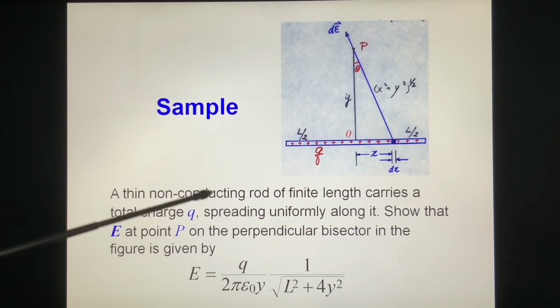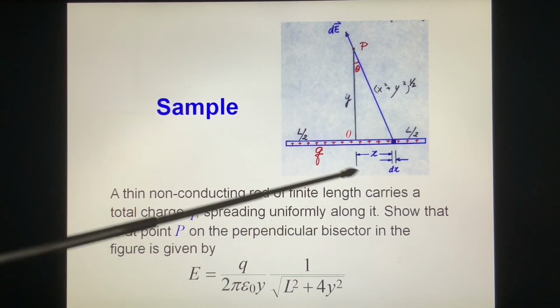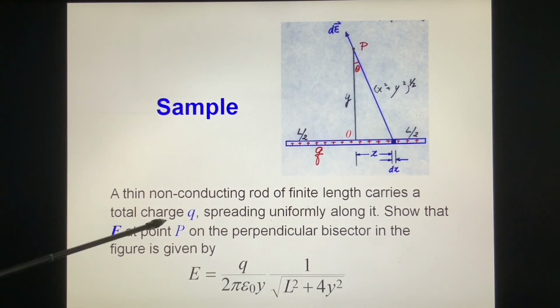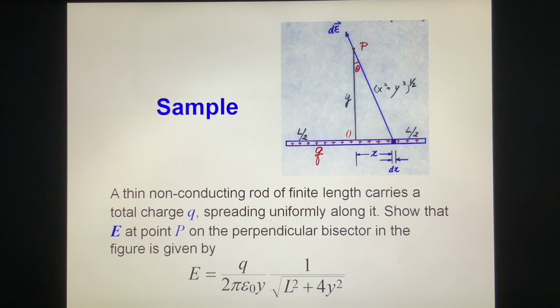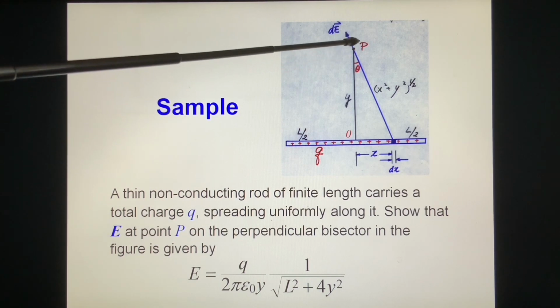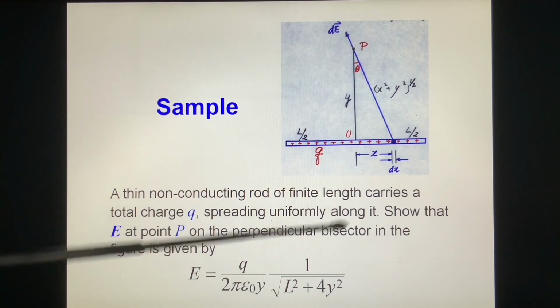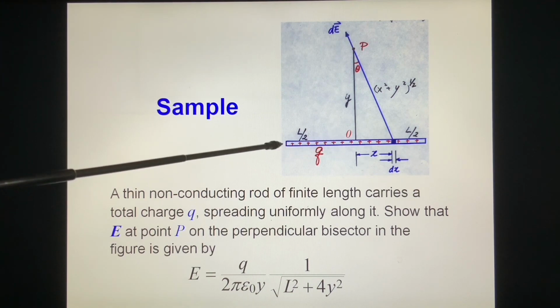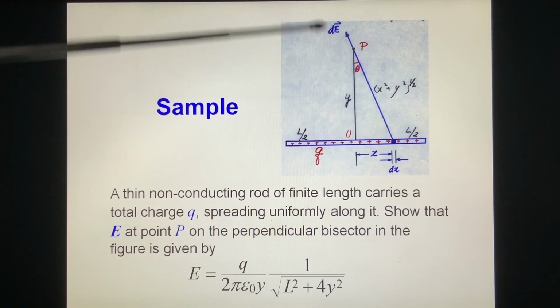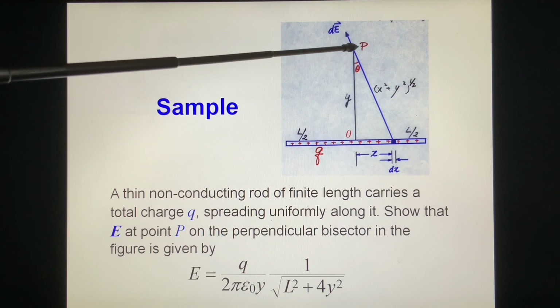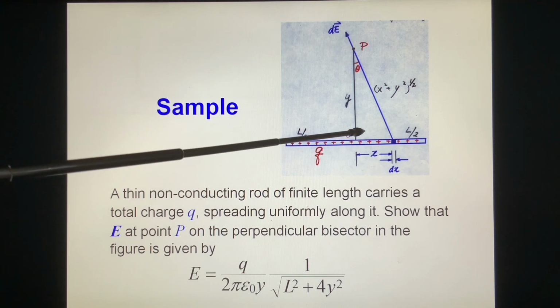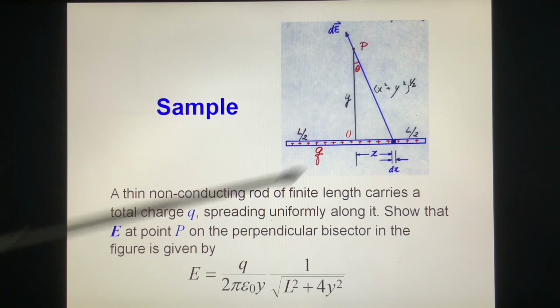A thin non-conducting rod of finite length carries a total charge Q, spreading uniformly along it. Show that E at point P on the perpendicular bisector, in the figure, is given by E equals Q over 2 pi epsilon 0 y. Y is the distance of P to the rod. This is a constant in this question.